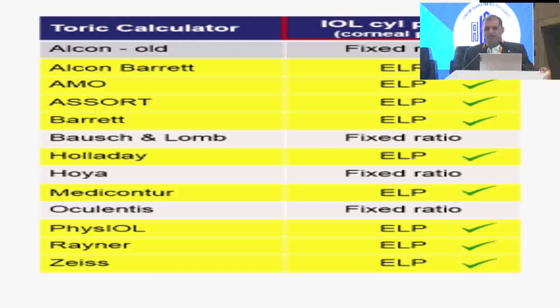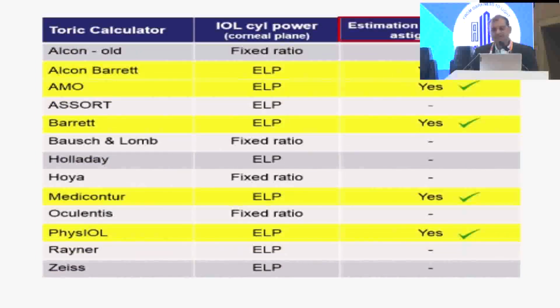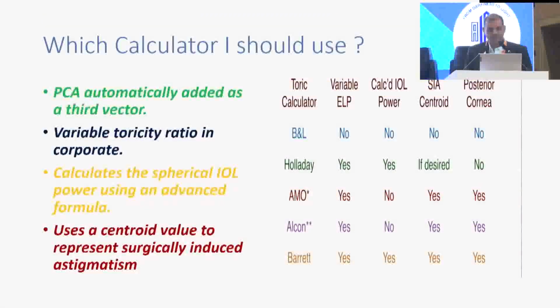Like the Bausch + Lomb and Hoya calculators, they have a fixed ratio. So when you are operating on a patient using Hoya or Bausch + Lomb, there are high chances of error when the eyes are at the extremes. So when you go for Toric implantation with high myopia or high hyperopia, be careful. A few calculators also consider the net corneal astigmatism along with it.